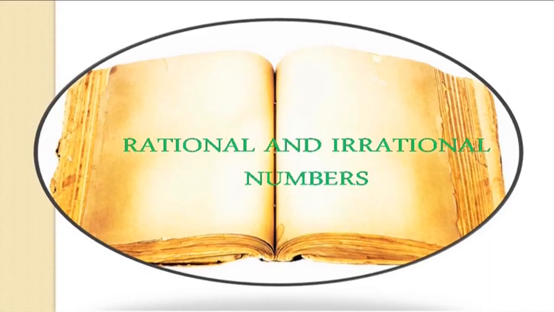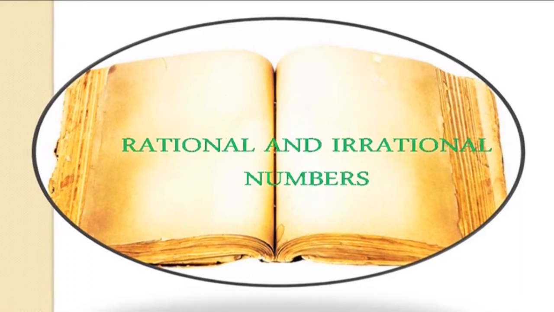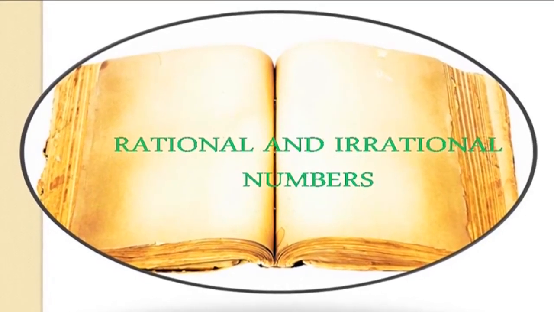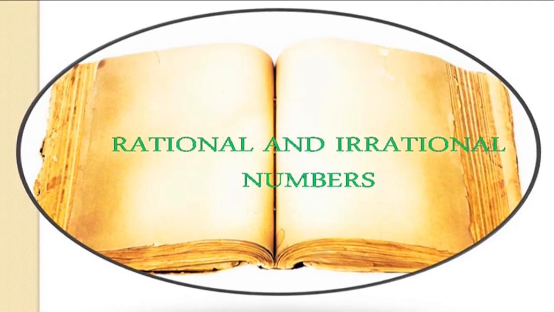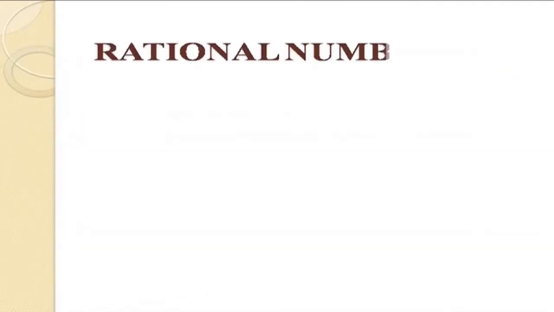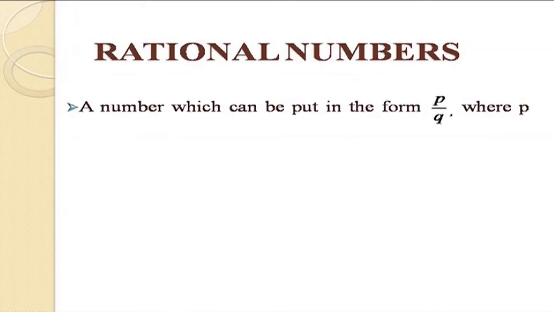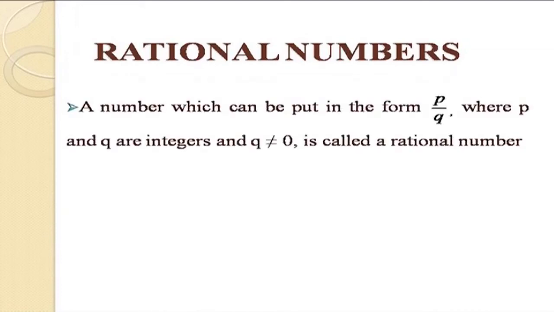Dear learners, you have already learned about natural numbers, whole numbers and integers. Now we will discuss rational and irrational numbers. At first, what are rational numbers? A number which can be put in the form of p by q, where p and q are integers and q not equal to 0, is called a rational number.